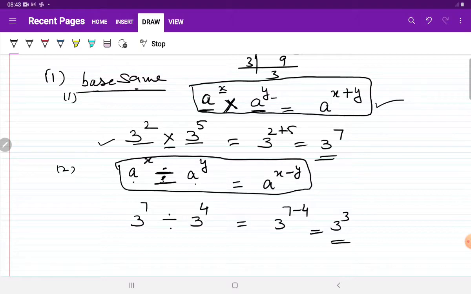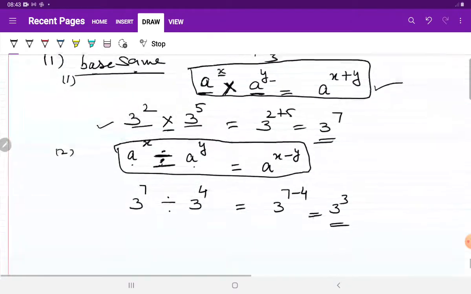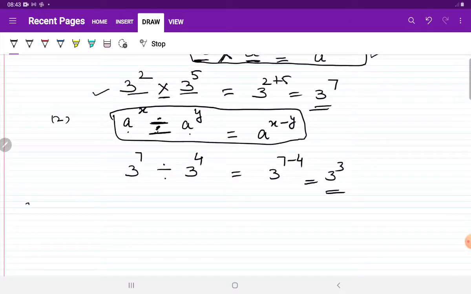Now here we have covered two laws. Next is the number with a negative exponent, law number 3. If I have a number with a negative exponent, like 3 raised to power minus 4, this is my number with negative exponent. So how can we write it? The base comes down, and it becomes the reciprocal. 3 raised to power minus 4 becomes 3 raised to power 4 in the denominator.